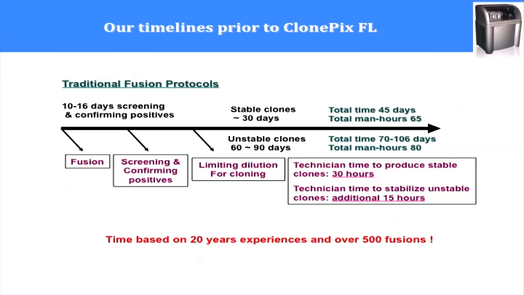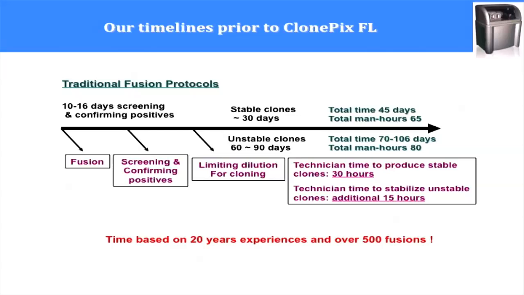So this is our timeline prior to introducing the ClonePix. Normally after the fusion, it takes us 10 to 16 days to screen the clones, scale them up, and confirm that they're positive. After that, we do the cloning by limiting dilution. If we're lucky, we have a stable clone, and it takes about a month of limiting dilution to stabilize that clone. That makes the time totally 1.5 months, and 65 total man-hours.